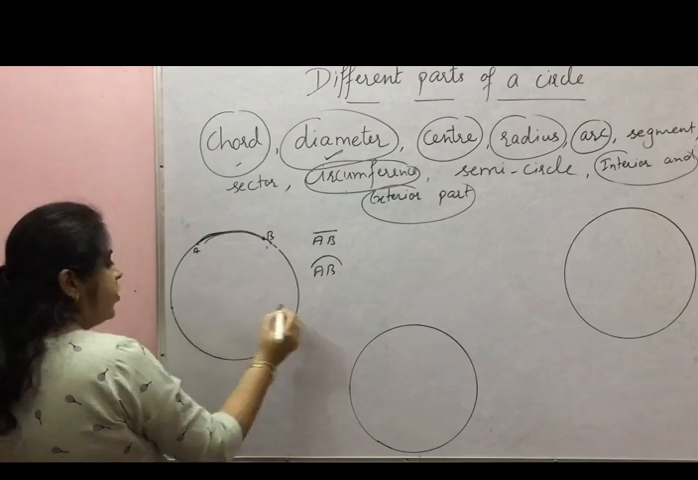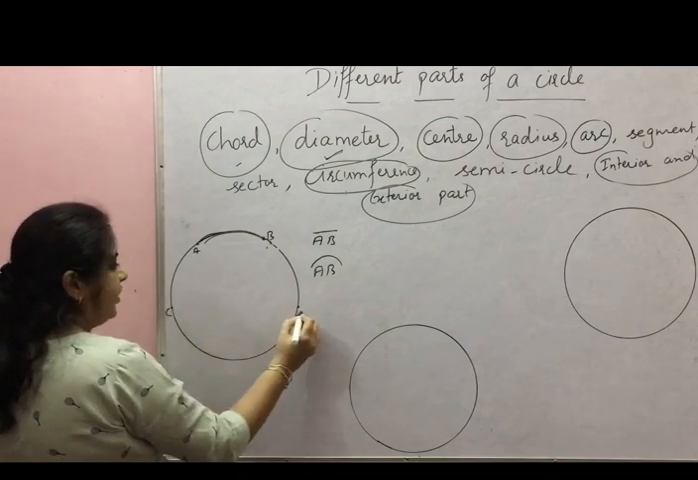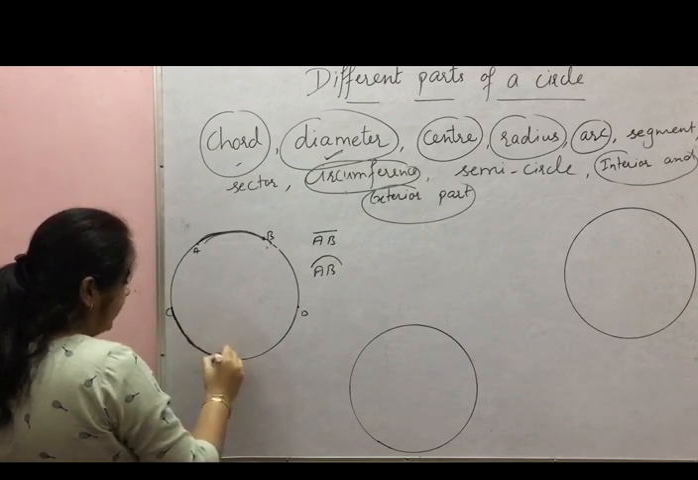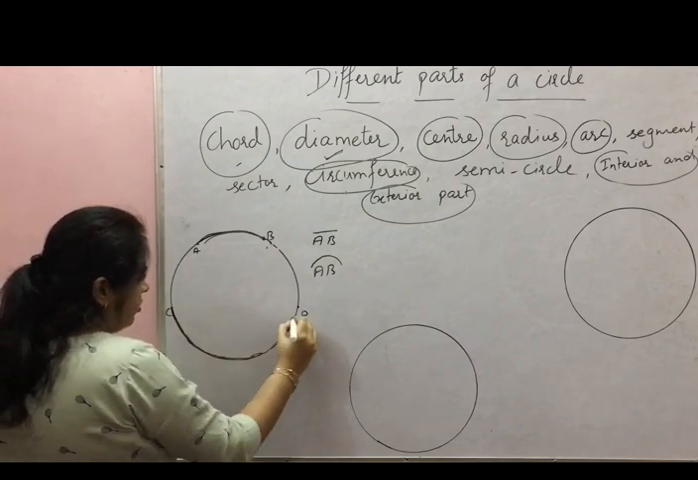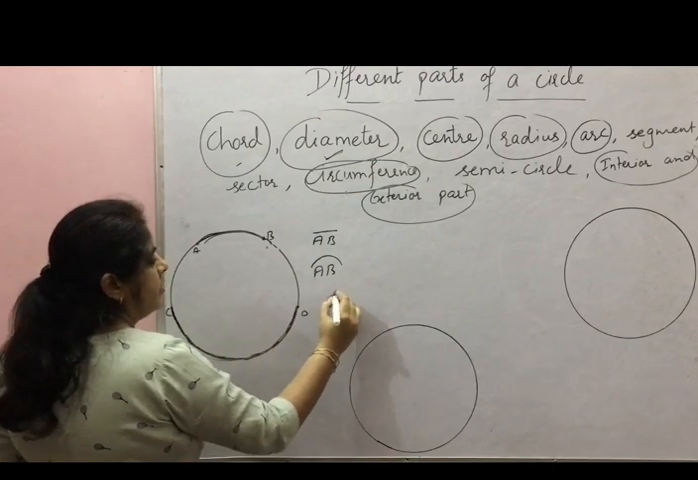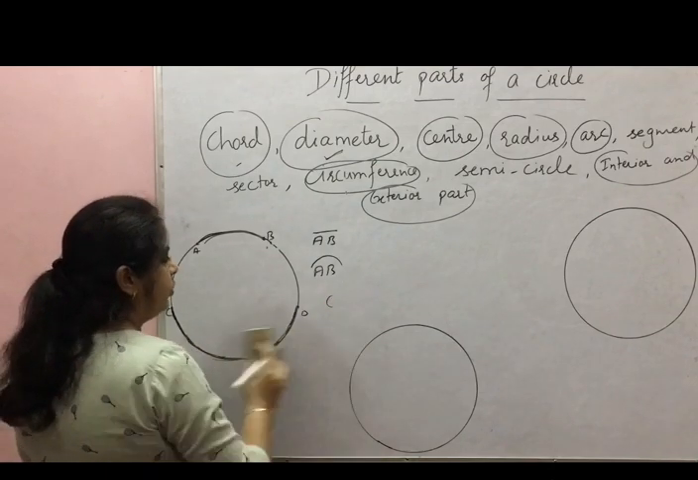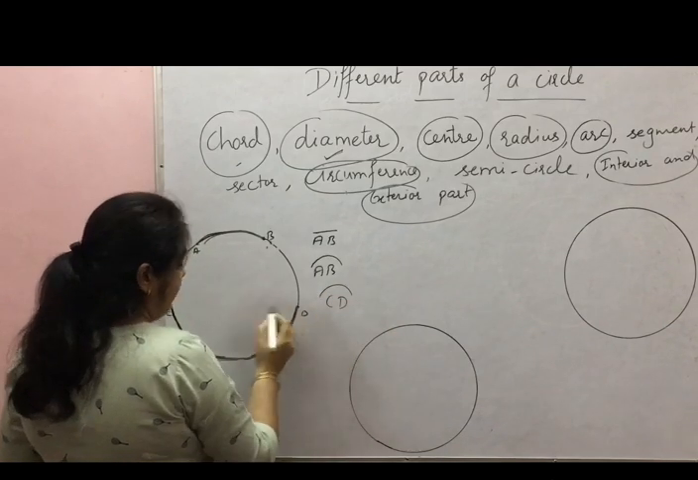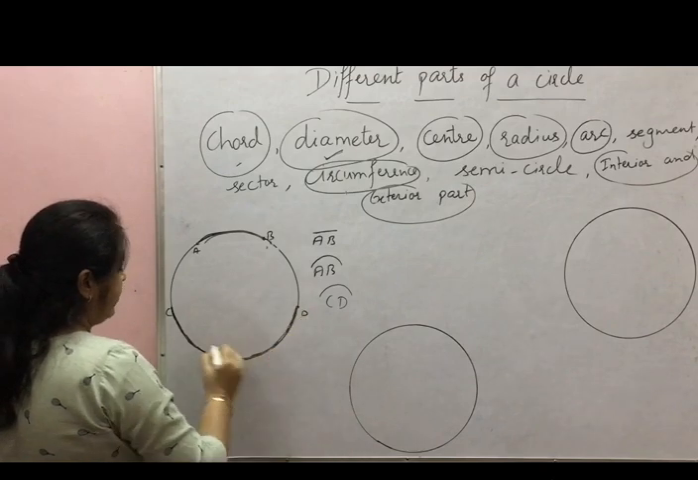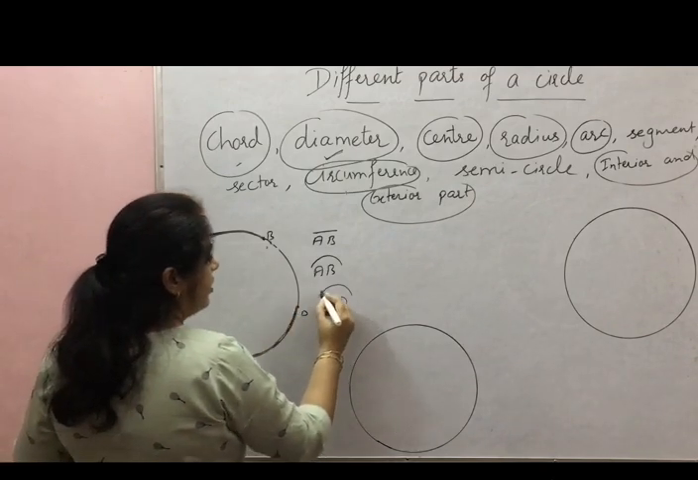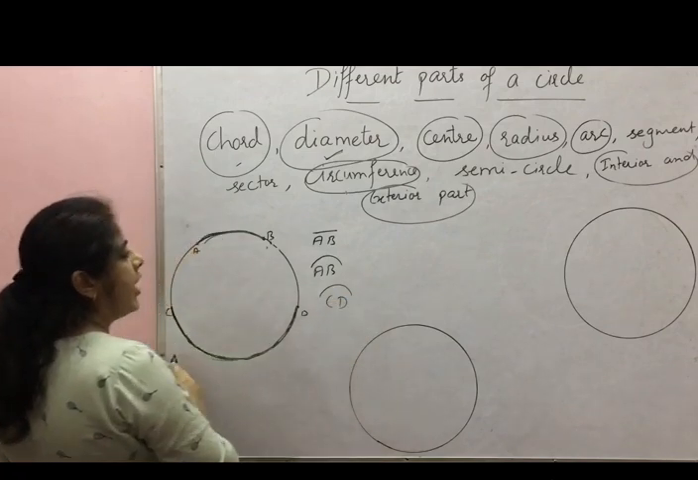So any 2 points, just suppose we have. You may highlight this. This is a portion of the circumference joined by any 2 points, and you will put this sign. A portion of the circumference joined by any 2 points lying on the circle is called an arc.